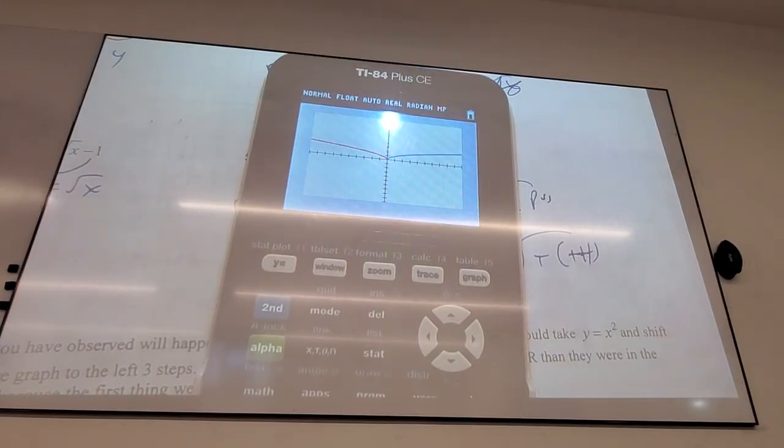Bodacious. Yes, a very long wingspan bird. Okay.